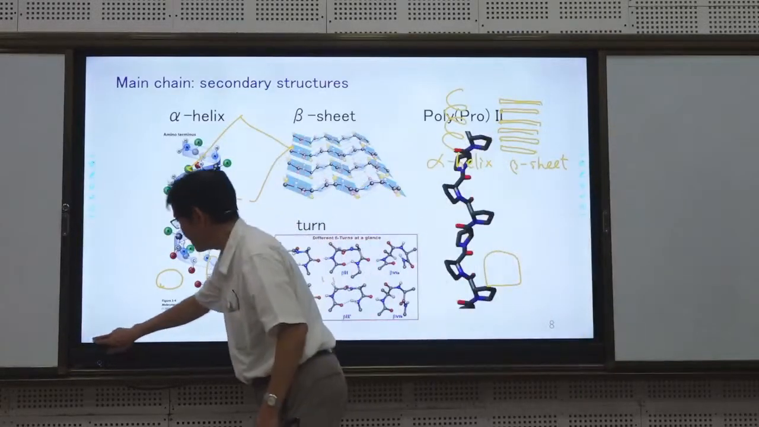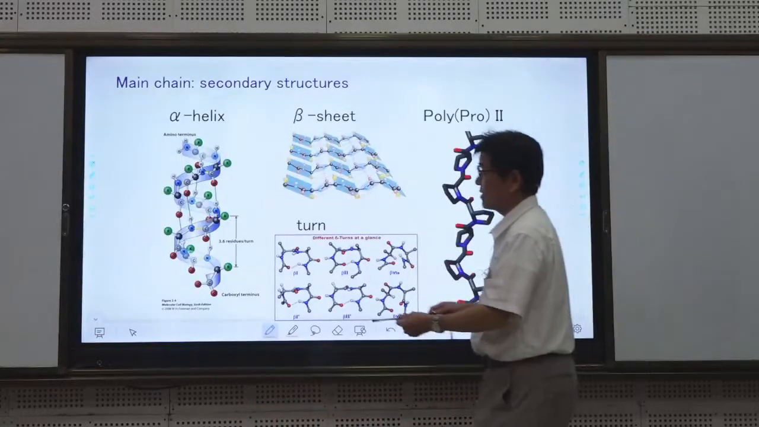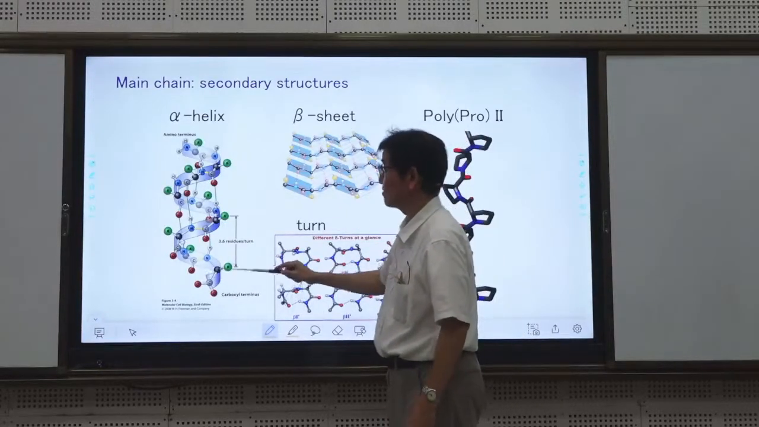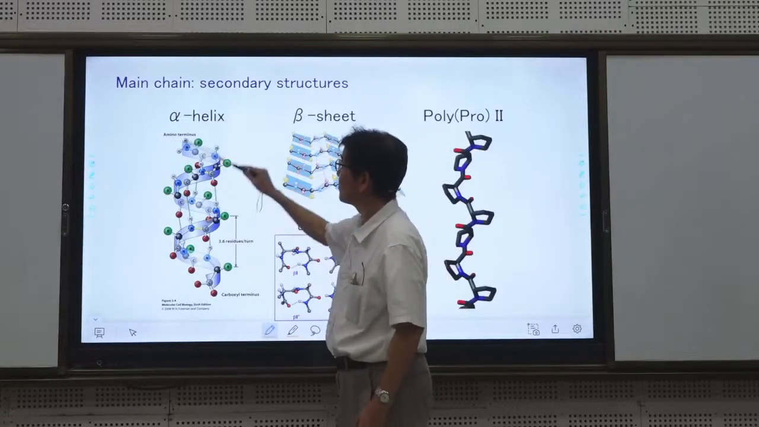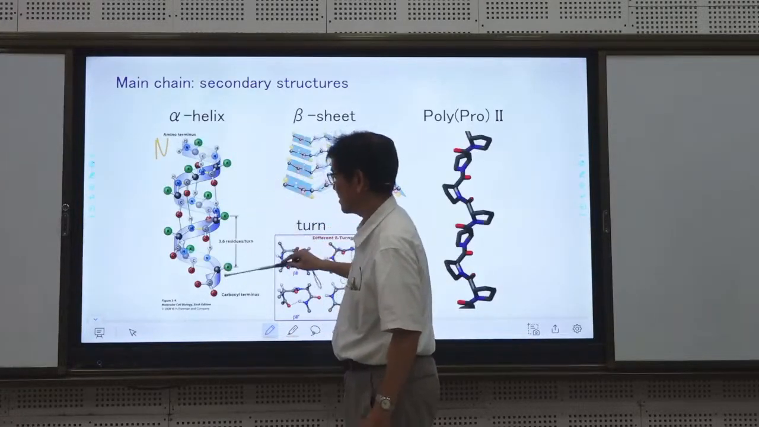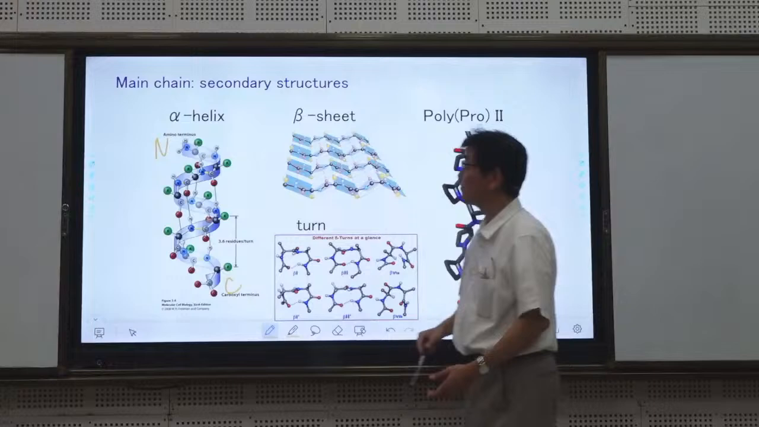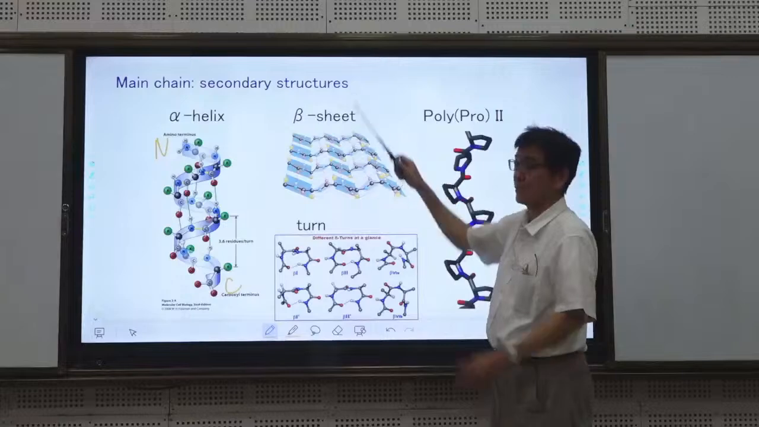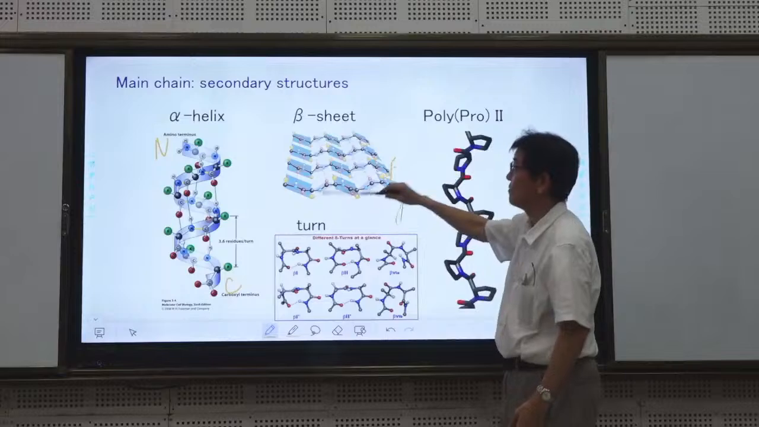This is a good picture. So sometimes peptide chain forms an alpha helix structure. So this is N terminal and helical structure, C-terminal. Sometimes it forms a beta sheet structure, so by extending, strands stack with each other to form a sheet.